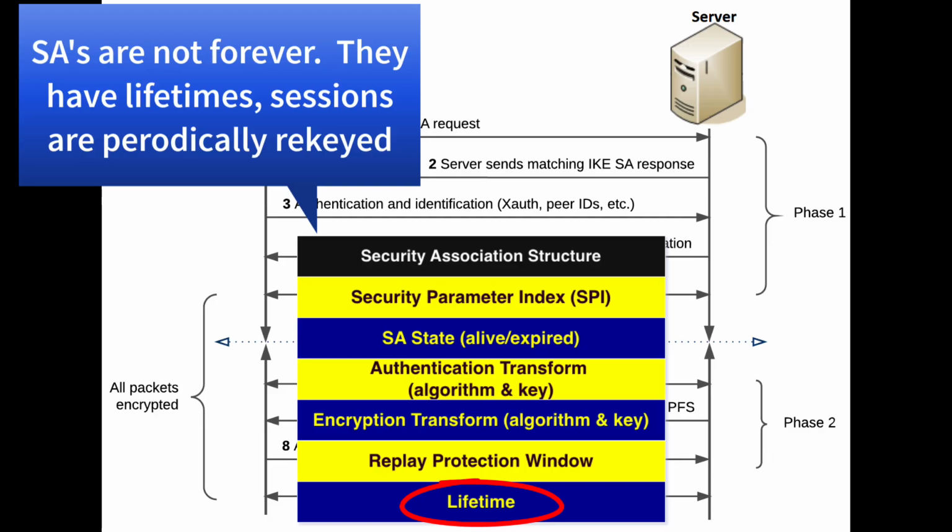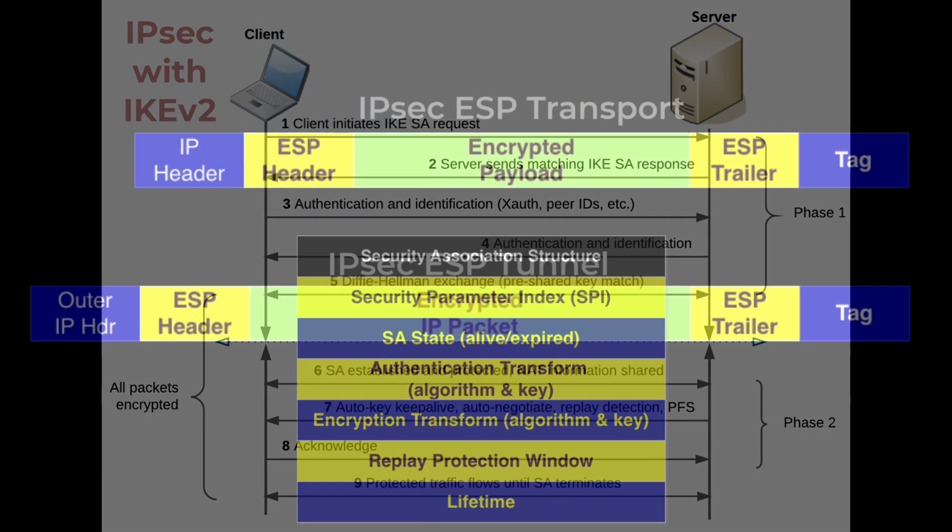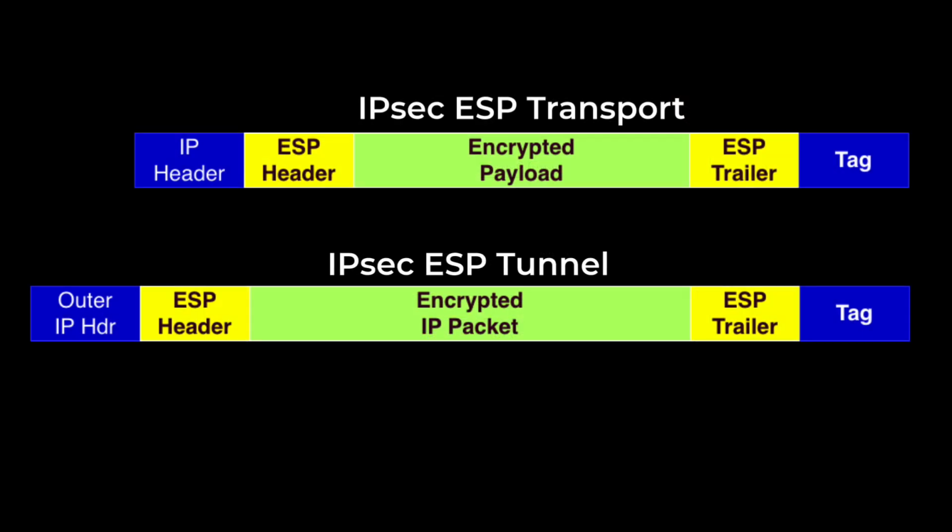So IKEv2 periodically rekeys by creating new child SAs and switching traffic over cleanly. That's how long-running secure connections can run for days while keys rotate underneath. Now let's connect the packet format to the two modes you'll see in practice.